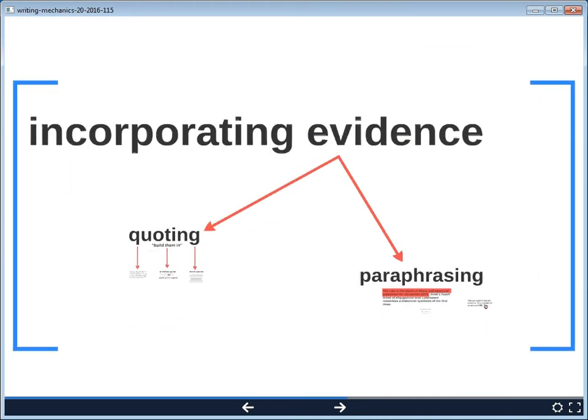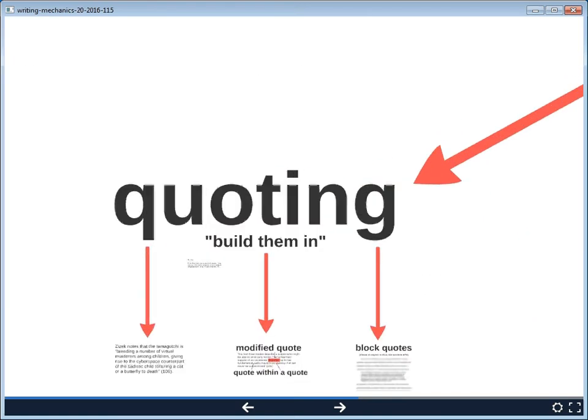So you've chosen your referencing style, you've done your research, you've got a bunch of resources, and now you have to actually incorporate that evidence into your research essay. The two most common ways are by quoting or paraphrasing from those resources. So let's have a quick look at some strategies for actually incorporating that evidence.